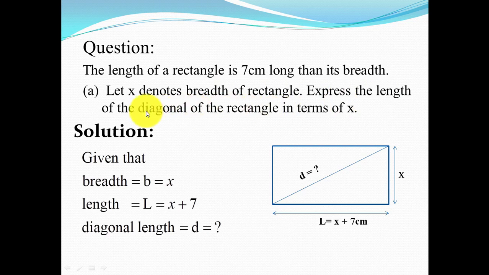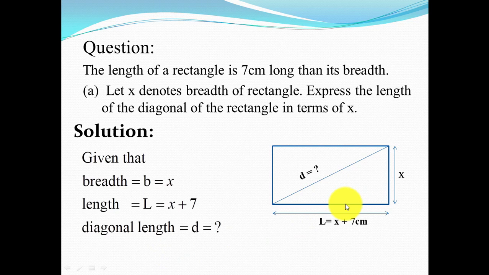Express the length of the diagonal of the rectangle in terms of x. It means that we have to find this diagonal. The breadth is given here, which is equal to x, and the length is 7 centimeters more than the breadth. So x plus 7 centimeters is equal to the length. Given that breadth b is equal to x and length is equal to x plus 7, first we write the given data: breadth, length, and what we have to find, the diagonal length.